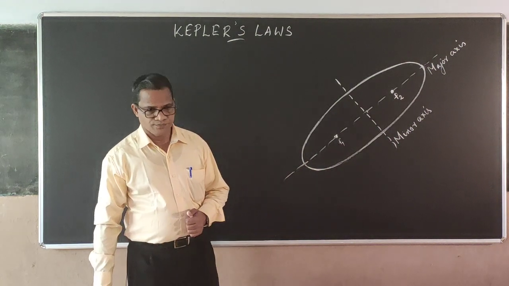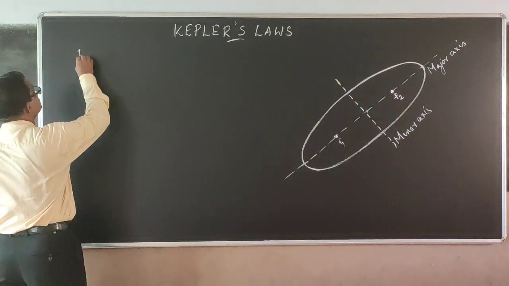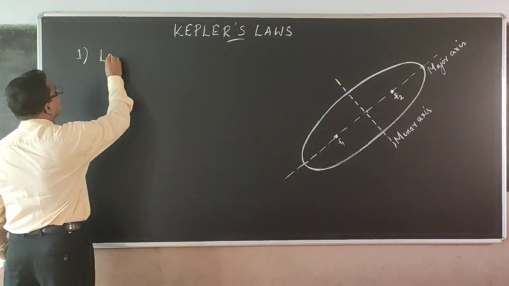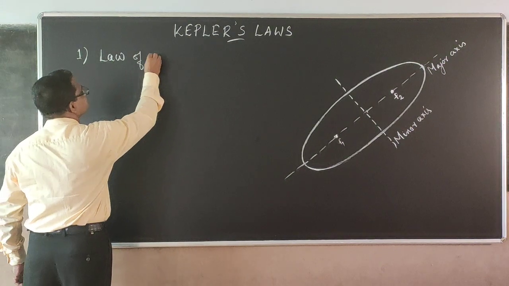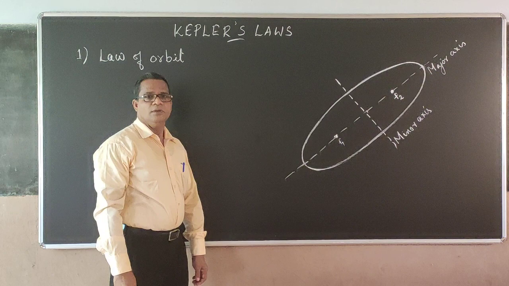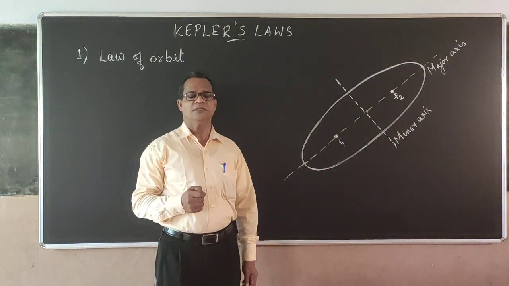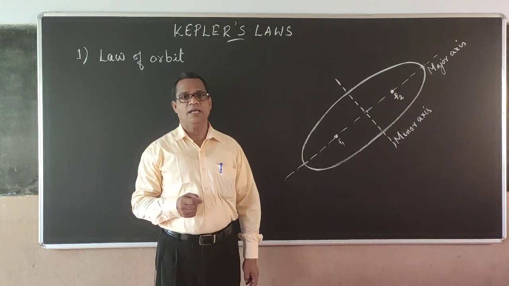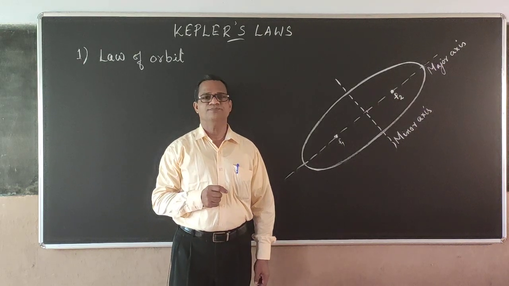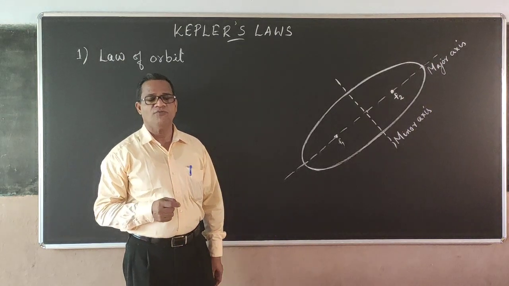The first law of Kepler is called law of orbit. This law states that a planet revolves around the sun in elliptical orbit, keeping the sun at any one of its foci.